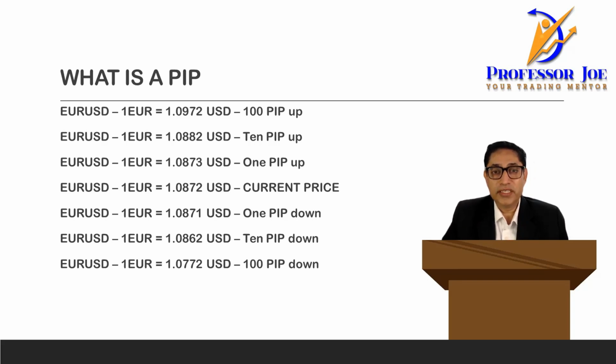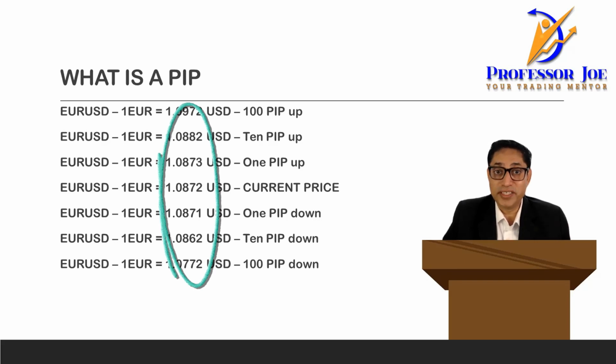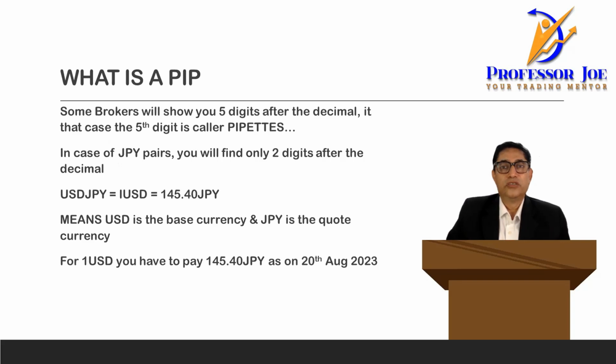Normally, whenever there is a currency pair shown, after the decimal point there are always 4 digits shown. Okay, but there are some brokers who might show 5 digits also. So if the broker is showing 5 digits, the 5th digit is called the pipette. Normally, it is always 4 digits. And with JPY pairs, you will always see that after the decimal there are only 2 digits.